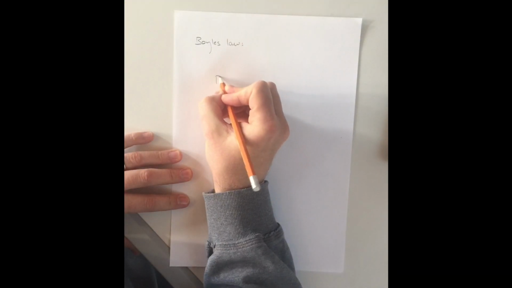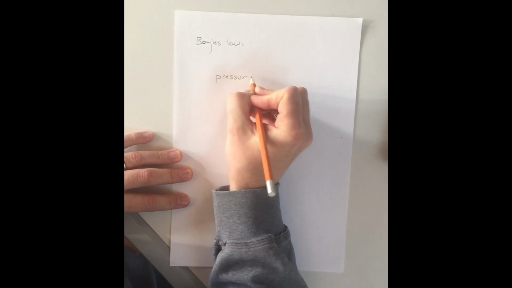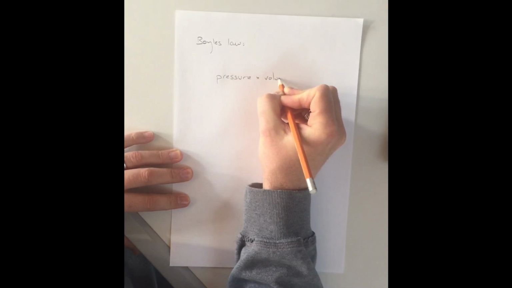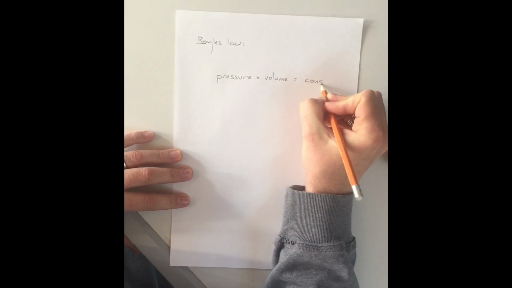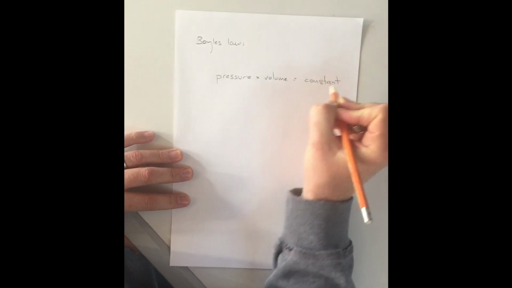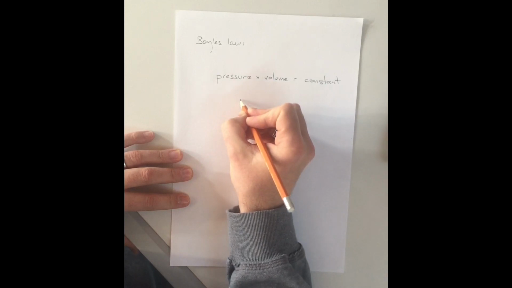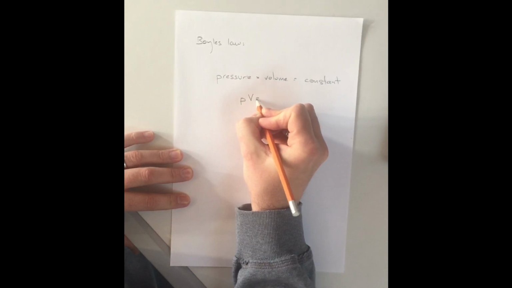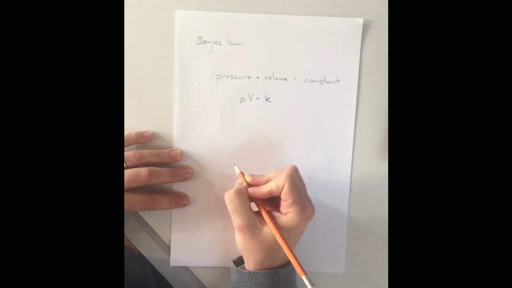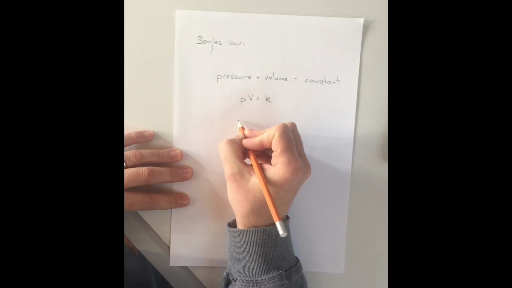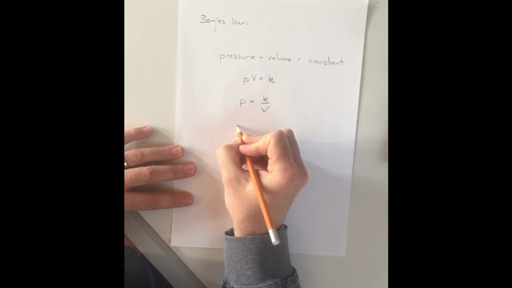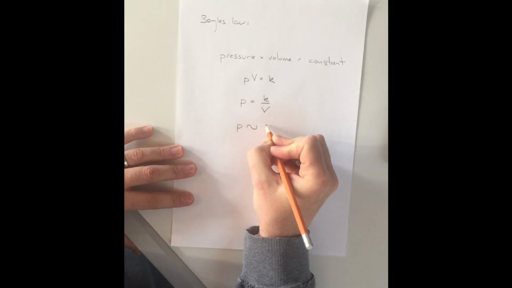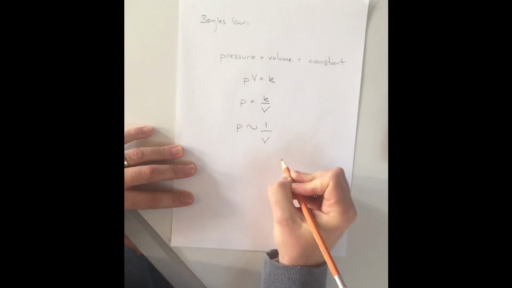Between pressure and volume. And what is that link, Mr. Donnelly? Boyle's law tells us that if we multiply the pressure of a gas by the volume of a gas, it will always be constant if the temperature stays the same. So I can rewrite that like this. Cool. Now, if that's the case, I can rearrange the formula so it looks like this. And that tells me that pressure is proportional to the inverse of volume.